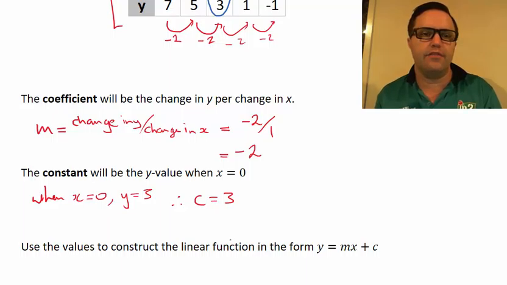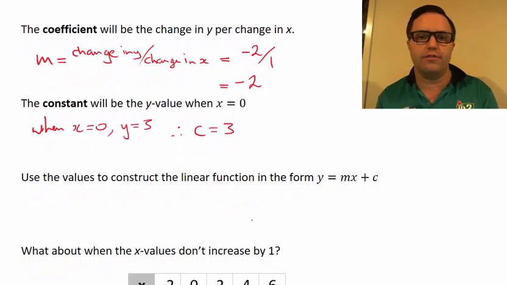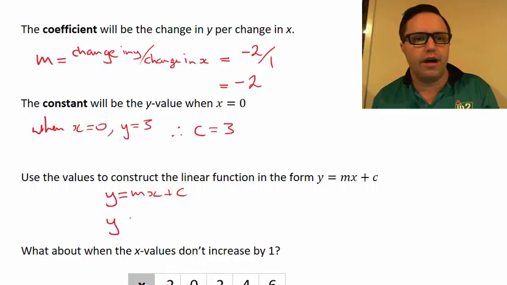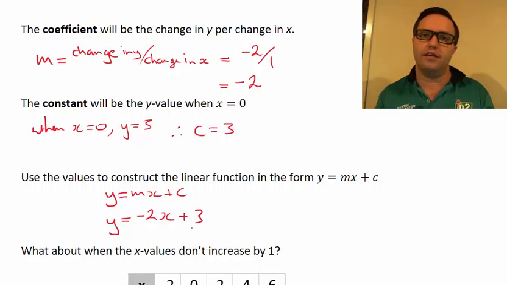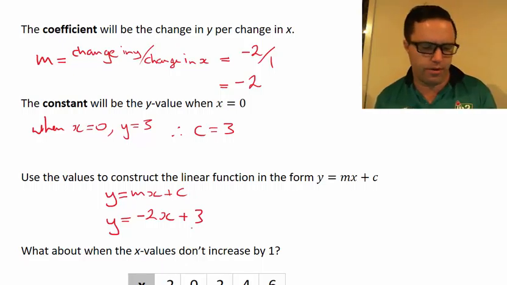Okay? Now that we've got those two values, we use them to construct a linear function in the form y equals mx plus c. So we're trying to create y equals mx plus c. Got y, m we found out before, it's here, negative 2. Negative 2x plus our constant of 3, and there we have it. There's our linear function.